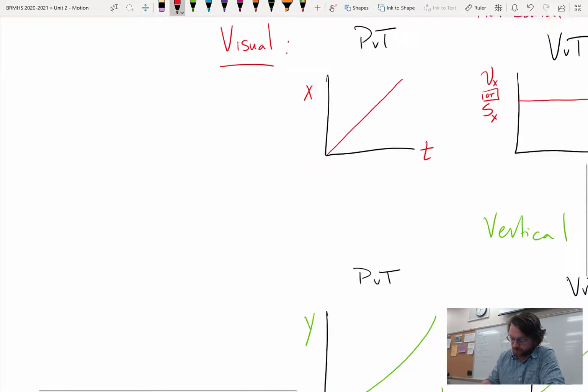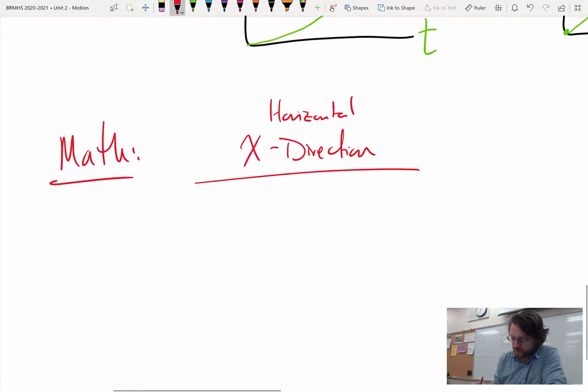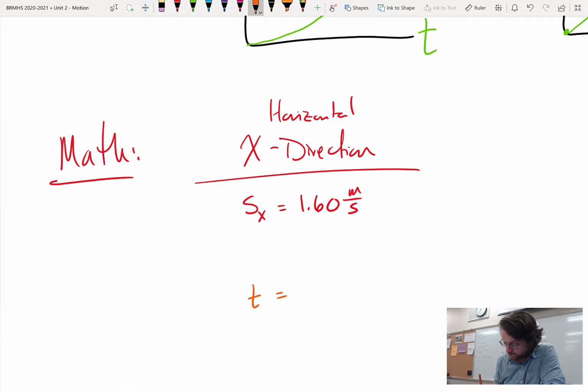So when I start doing my math work, I'm just going to write down the stuff I know and don't know. Speed in the x direction is 1.60 meters per second. The time is my orange thing. I'm keeping it in orange because it works for both x and y, so I'm not going to do it in red. And then I've got my distance in the x direction, which we don't know.